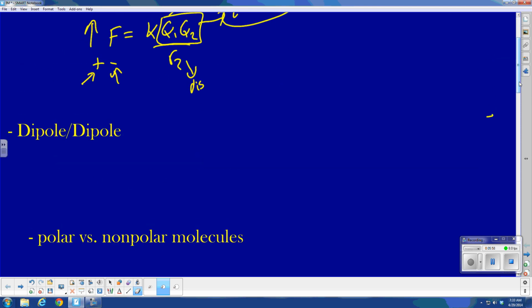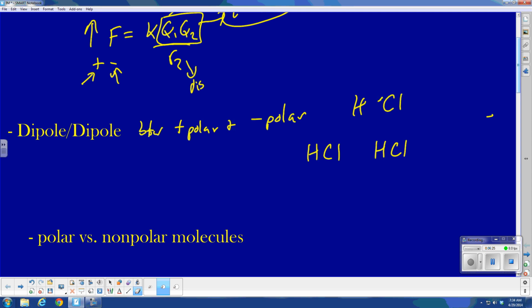That's a force of attraction between the positive pole on one polar molecule and the negative pole on another polar molecule. So I can have something like HCl and another HCl. If you know HCl, we know that the electrons are closer to the chlorine than they are to the hydrogen.